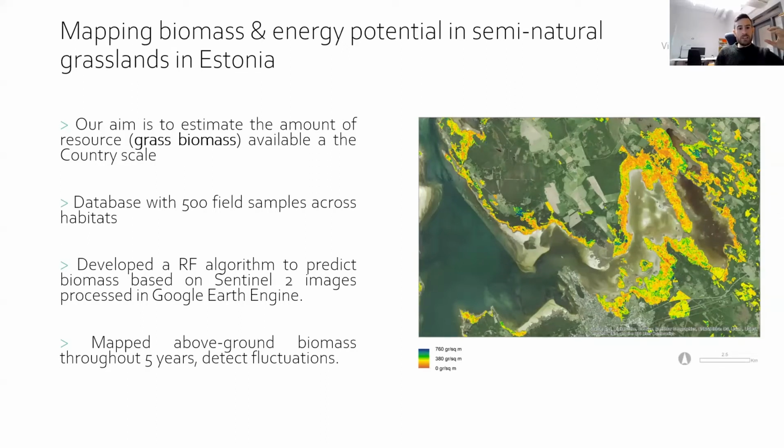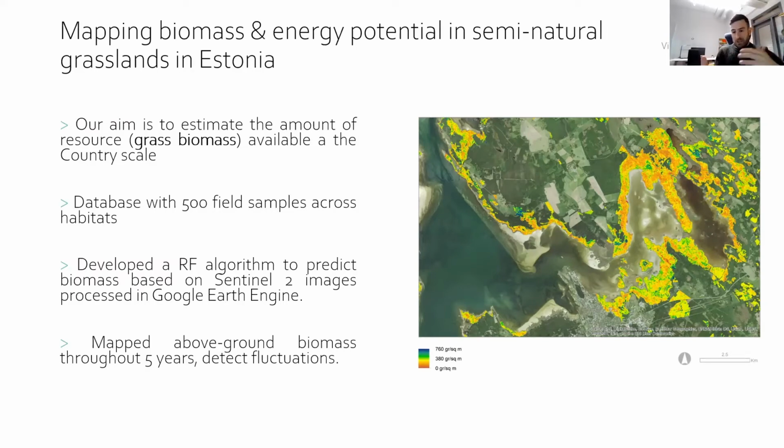So our aim was to estimate the amount of grass biomass available at these semi-natural meadows in Estonia, and we did so by using Sentinel-2 images, and, like Kien said before, we converted those Sentinel-2 bands into vegetation indexes, and then, with the help of colleagues from different universities, we collected 500 field samples across different habitats. And here's that point of field survey data, the need of field data to train your models. Anyhow, so 500 field samples, Sentinel-2 images, and we developed this very interesting model of standing above ground biomass.